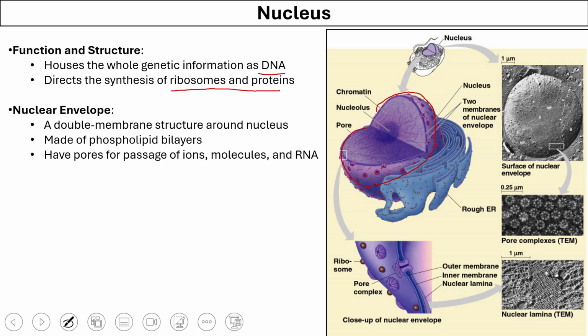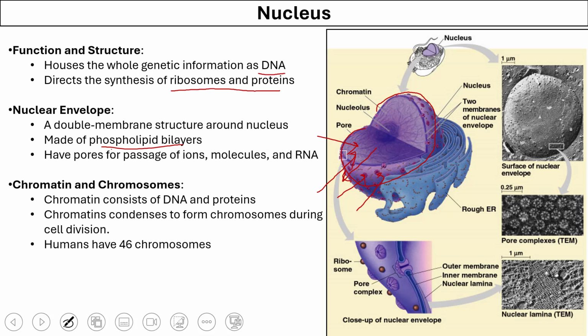The nuclear envelope, just like plasma membrane, is made up of phospholipid bilayer. The nuclear membrane has several pores that you're seeing here, and these pores help in movement of ions, molecules, and mRNA from inside the nucleus to outside or from outside to inside.